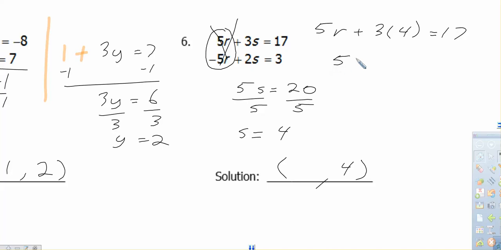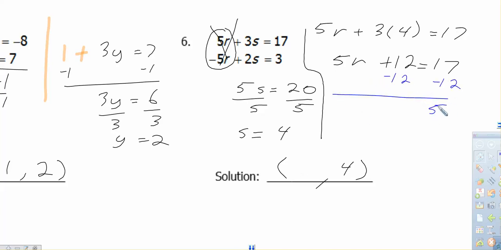So we have 5r plus 3 times s equals 17. So we have 5r plus 12 equals 17. Subtracting 12, we have 5r equals 5. And dividing by 5, r equals 1. So our solution is 1 comma 4. It's good practice to sometimes actually go back and plug these in. So that would be 5 times 1, that's 5 plus 12, that is 17. That would be negative 5 plus 8, which would be 3. So it checks out.